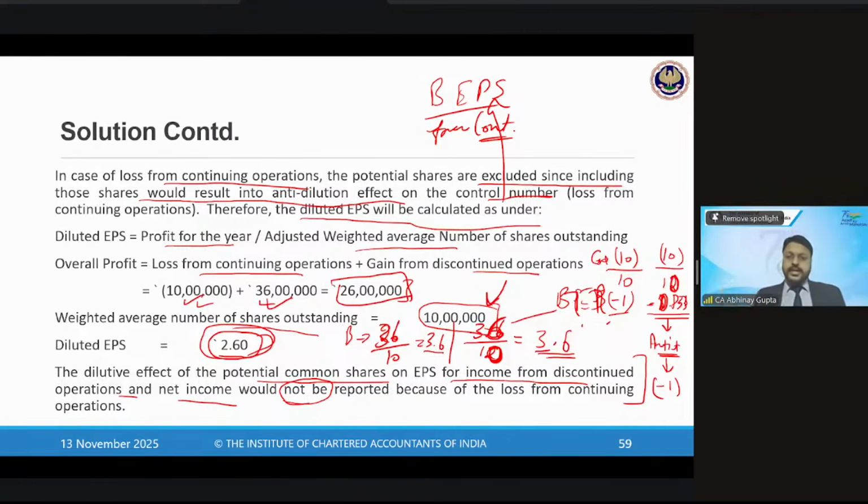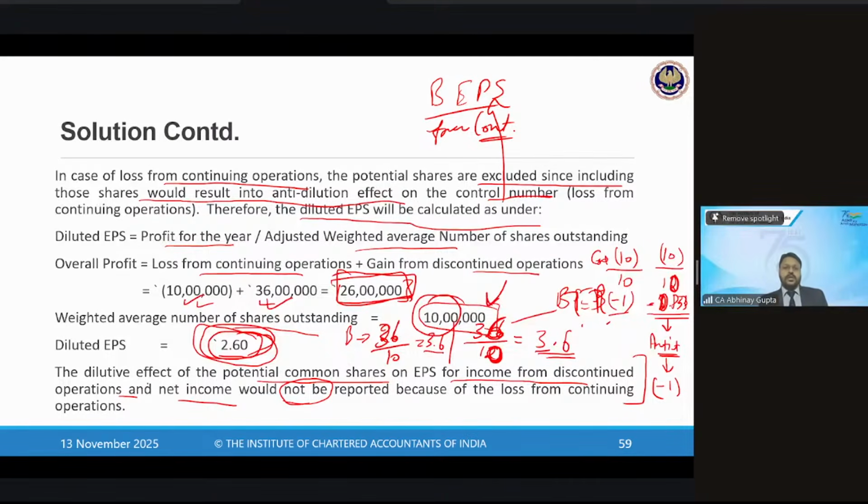Yes. Right? So the standard says that whenever my control number is anti-dilutive, we will stick to the basic earning per share weighted average number of shares, right? And by doing so, how much is the total operations the company has? 26 lakhs is the profit, 10 lakh negative, 36 lakh positive, 26 lakh. 26 lakh divided by 12 lakh or 10 lakh? 10 lakhs. So 2.6 would be my diluted earning per share.